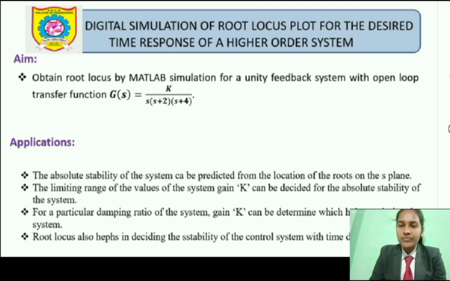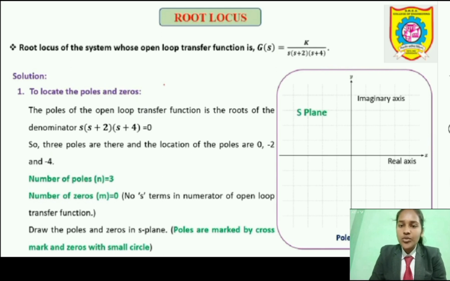The root locus of the system whose open loop transfer function is G(s) equal to K upon s into (s plus 2) into (s plus 4), where the number of poles n equals 3 and the number of zeros m equals 0. Poles are marked by a cross mark and zeros with small circles.